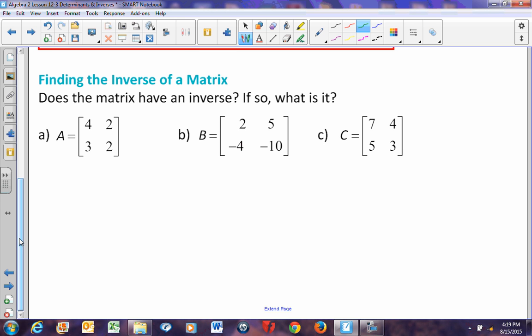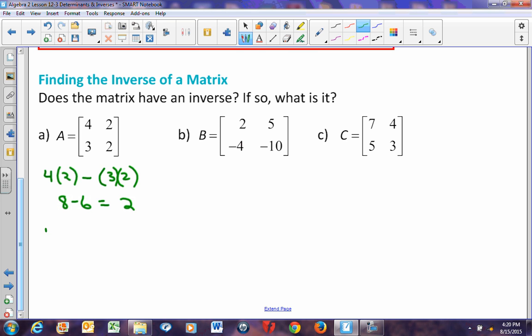Okay, so the first thing we have to do is figure out what the determinant is. So I'm going to figure out the determinant of A here, which is going to be 4 times 2 minus 3 times 2. So 8 minus 6, which is equal to 2, so yes, it has a determinant. Obviously, the determinant is 2, so it has an inverse.